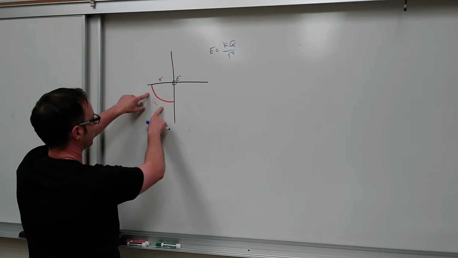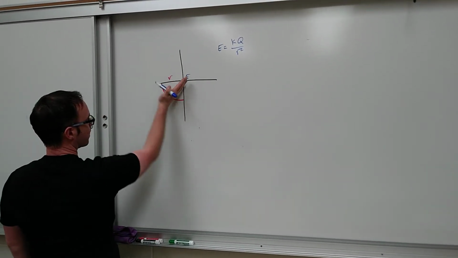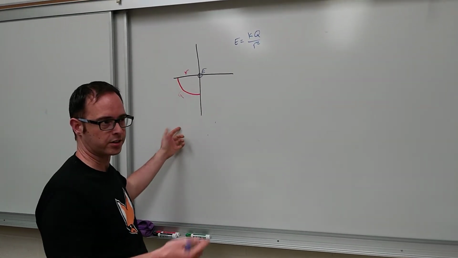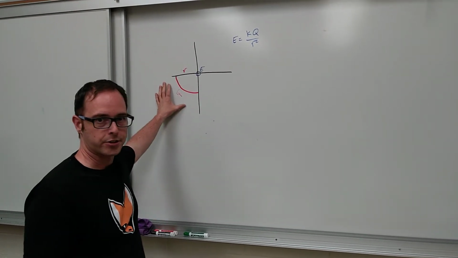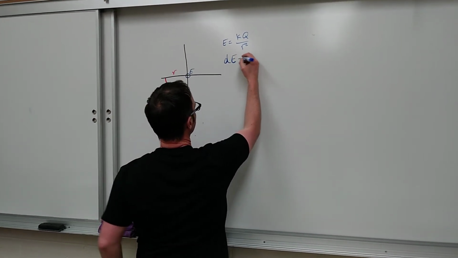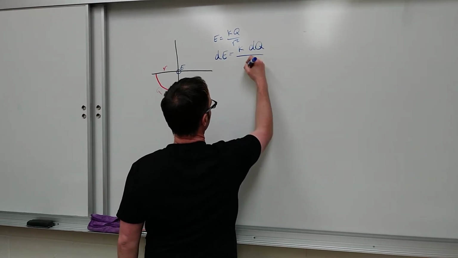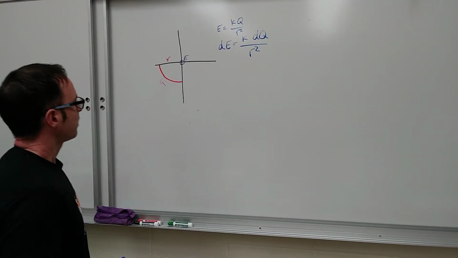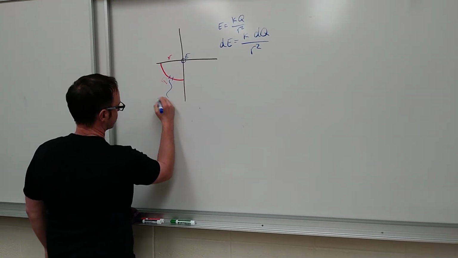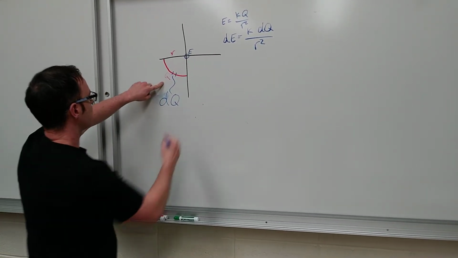We want the electric field of this entire Q. But the electric field is changing as the angle changes. It's not a point charge, it's a line charge. We're treating it as a line charge. So let's say dE equals k dQ over r squared. Now we're looking at this little part right here, that's a little q, dQ.